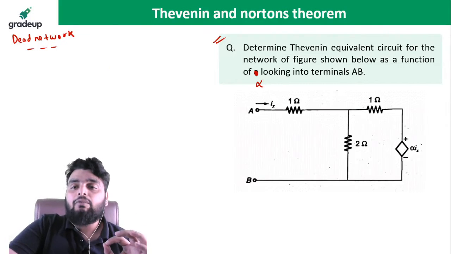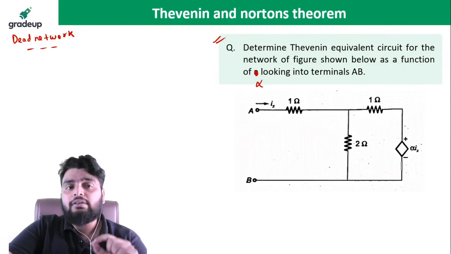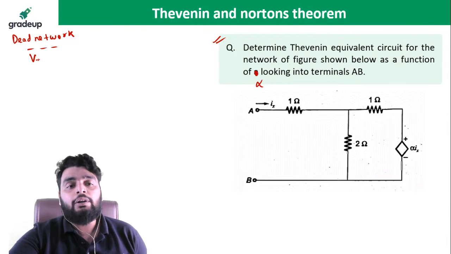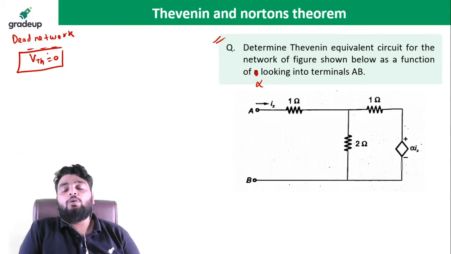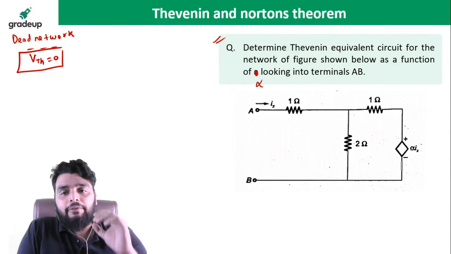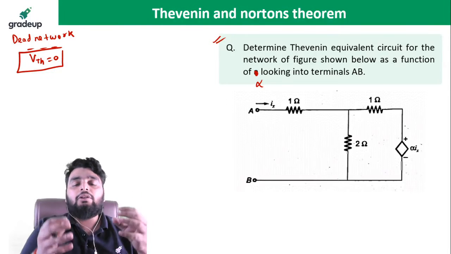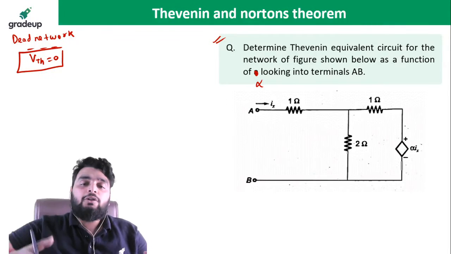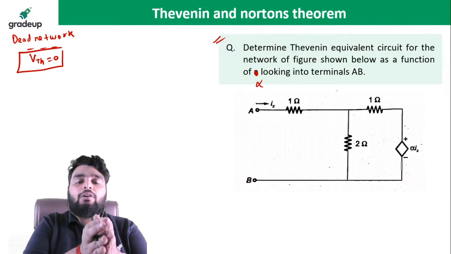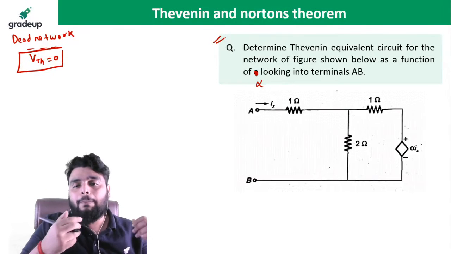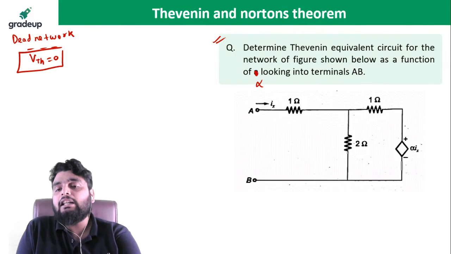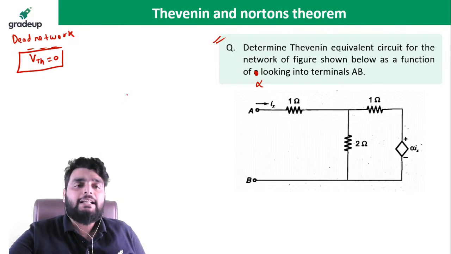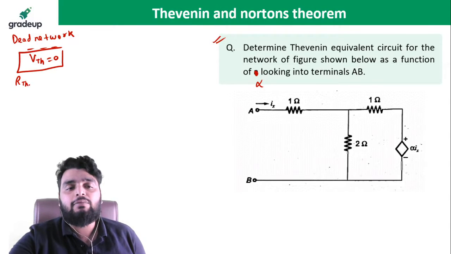If the network does not contain an independent source, the VTH is always going to be 0. Why? Because while finding VTH, I need an independent source. If there is no independent source, your network will not excite, and when your network will not excite, you can't get a voltage across the open terminal. So remember one point: whenever you have a dead network, the VTH is going to be 0. But RTH will not be equal to 0.